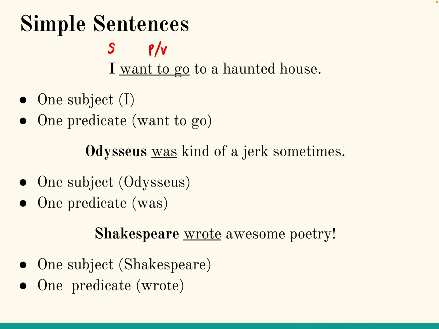To a haunted house. Odysseus from the Odyssey was kind of a jerk sometimes, which he was if you ever read the Odyssey. Odysseus is our subject, was is our verb. Now, this verb, just as a fast reminder, is not really an action word, right? This is a little bit more complicated, and again, you should know this comes from the verb to be, which describes a state of being. I am, you are, he is, things like that. Okay, we conjugate it in that way, but those are all verbs.